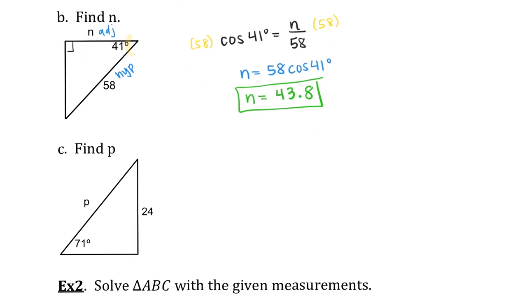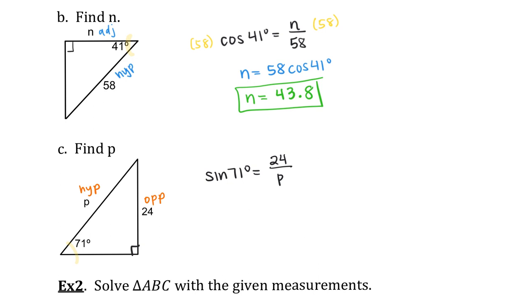Okay, one more like this. It says find P, and there should be a right angle on all of these. So again, I'm going to start with what I'm given. I'm given the angle 71. So 24 is opposite. P is the hypotenuse. So the trig function involving opposite and hypotenuse is sine. The sine of 71 degrees equals opposite over hypotenuse.